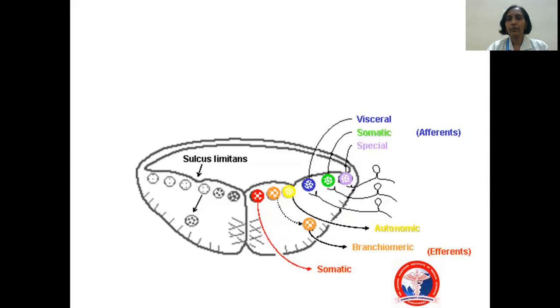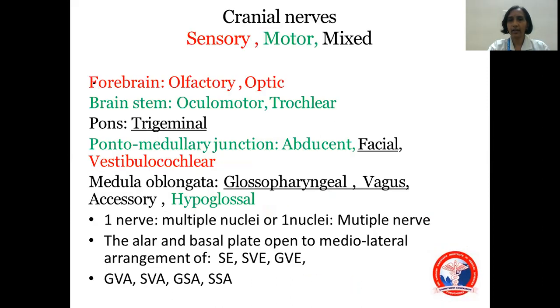As the neural tube opens up to accommodate the larger number of neurons in the brainstem, the functional components now come to lie from medial to lateral side as somatic efferent, branchiomotor, autonomic or the parasympathetic, and more laterally are the afferent components, that is visceral, somatic, and the special afferent.